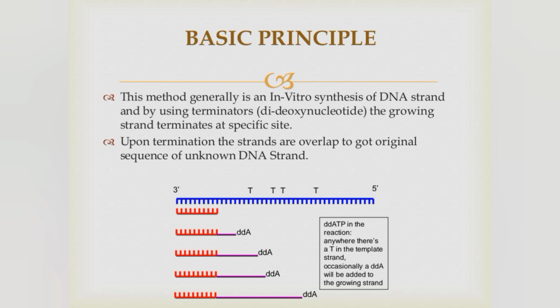So, what is the basic principle of the Sanger method? The basic principle is an in vitro synthesis of a DNA strand, by using terminators, dideoxynucleotides. The growing strand terminates at a specific site. And secondly, upon termination, the strands overlap to give the original sequence of the unknown DNA strand. As you can see, there are 3' to 5' sequences and their bases, and these strands overlap and give the original sequence of the unknown DNA strand.